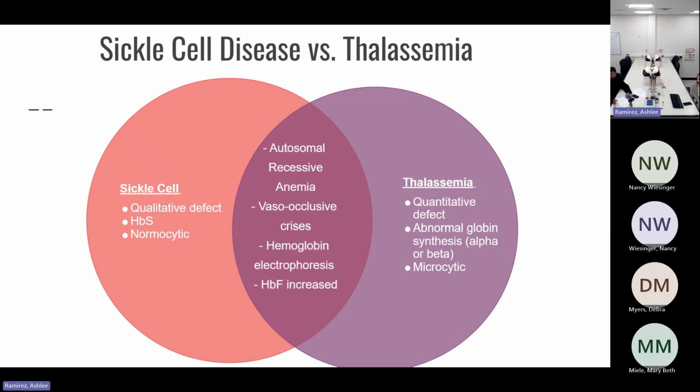So sickle cell disease is a hemoglobinopathy, so it's a qualitative defect. Again, like I mentioned, it's known to be a normocytic anemia. Thalassemia, on the other hand, is a quantitative defect where there are mutations in the gene that cause reduced globin gene synthesis, but the structure of the gene itself is normal, and it's known for being a microcytic anemia.